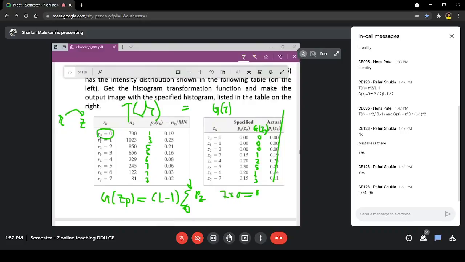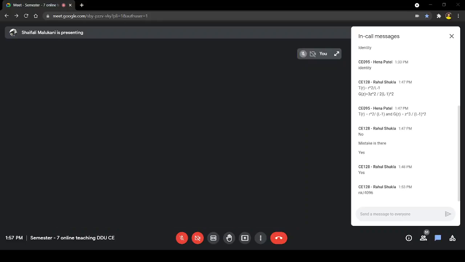But how will we start? We'll start with: if in my input R0 occurs, what will be its equivalent TR? It will be 1. That TR maps with which GZ? That maps with this GZ. And what is the corresponding Z value of that GZ? That is 3. That means if my input 0 occurs, it should be replaced with 3.